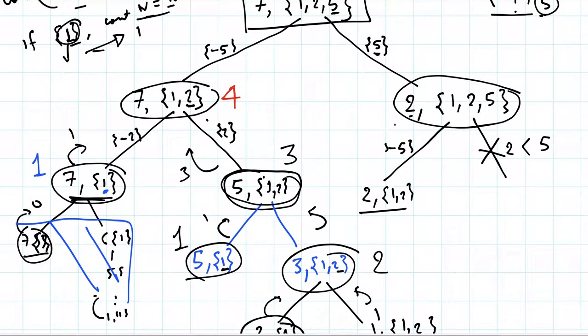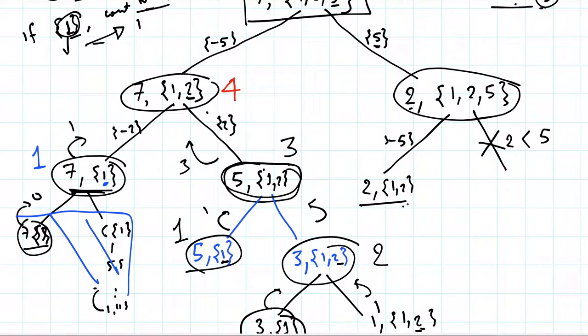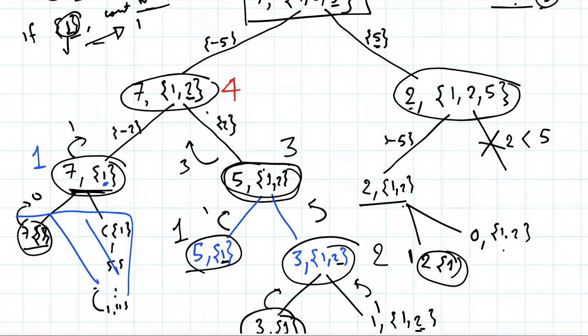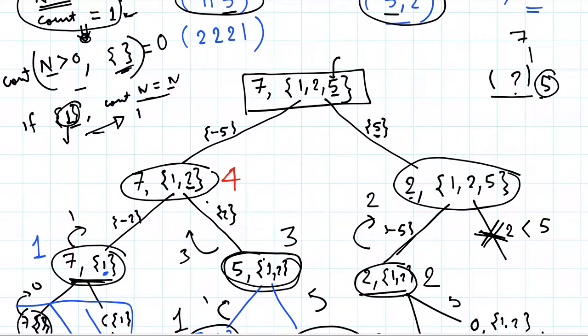And now solve this side first. So if we include 2, we will get 0 comma 1 2, and if we exclude 2, we get 2 comma 1. So this has solution of 1, and this has also solution of 1, because we have to make 0, so we will not choose anything. So this returns 1, this returns 1, so this has 2, and it has only one branch, because this was not possible. So it returns 2 here, and it returns 0.